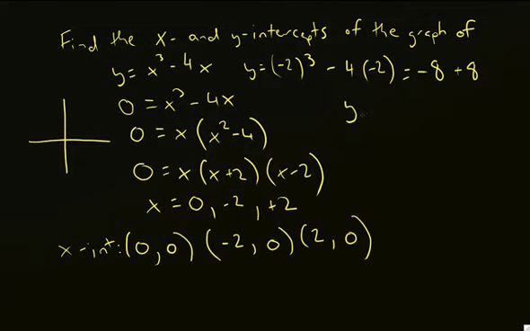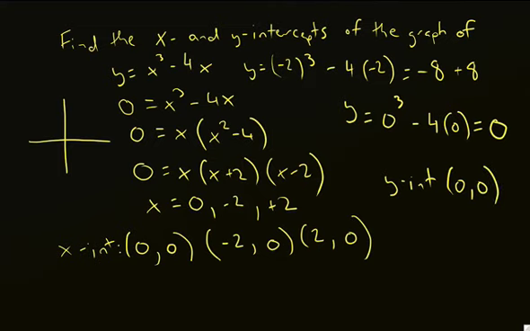So we'll have y equals 0 cubed minus 4 times 0, and of course that's 0. So our y-intercept is going to be 0, 0, and you can see that that's actually one of our x-intercepts too. You could think about why that point is special, why the x-intercept and the y-intercept are the same.